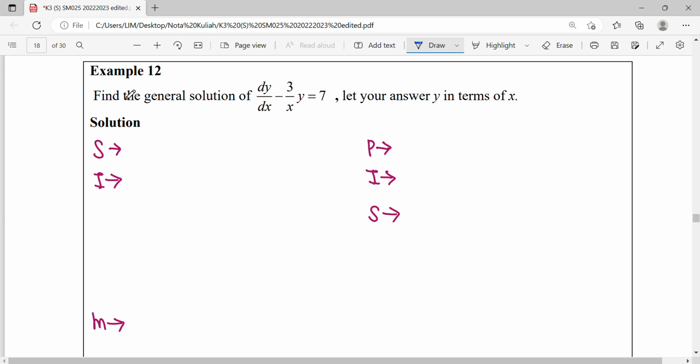So find the general solution for this DE. Let your answer y in terms of x, which means we're only finding the general solution. We don't have any value to find out the particular solution. First step, your standard form.